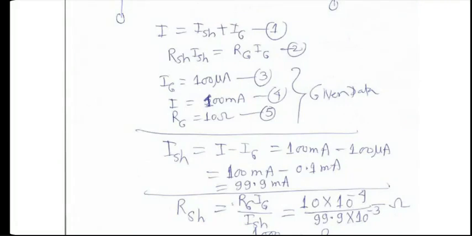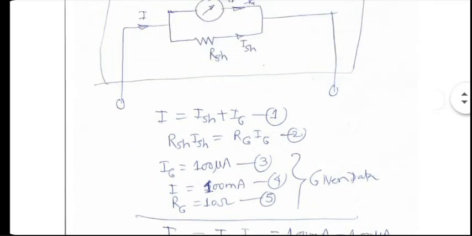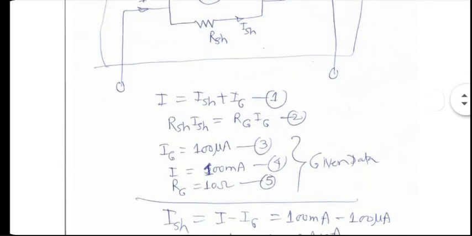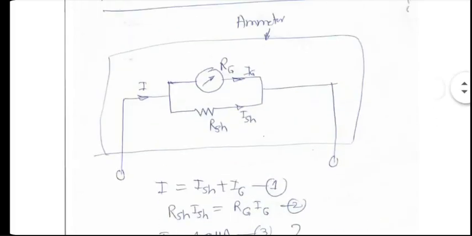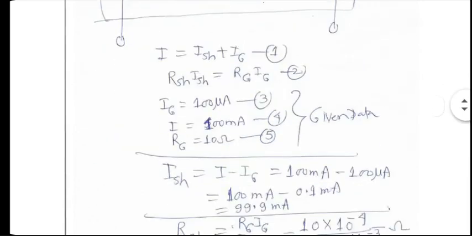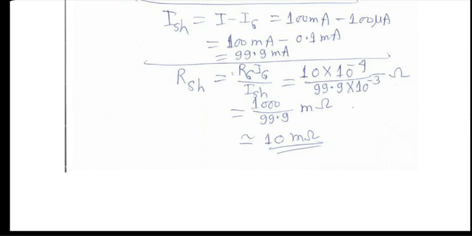Okay, so ISH is known. The voltage across the galvanometer will be RG into IG, and which should be same as RSH into ISH. That gives you the second formula. RSH equal to RG IG upon ISH. Plug in all the values. You get the required shunt resistance value to be almost 10 milliohm in this case. So in the galvanometer, if you connect a 10 milliohm resistance across it, the entire assembly will be able to measure up to 100 milliampere current without damaging the galvanometer. This is theory. In practice, it's not that easy to get a 10 milliohm resistance accurately.